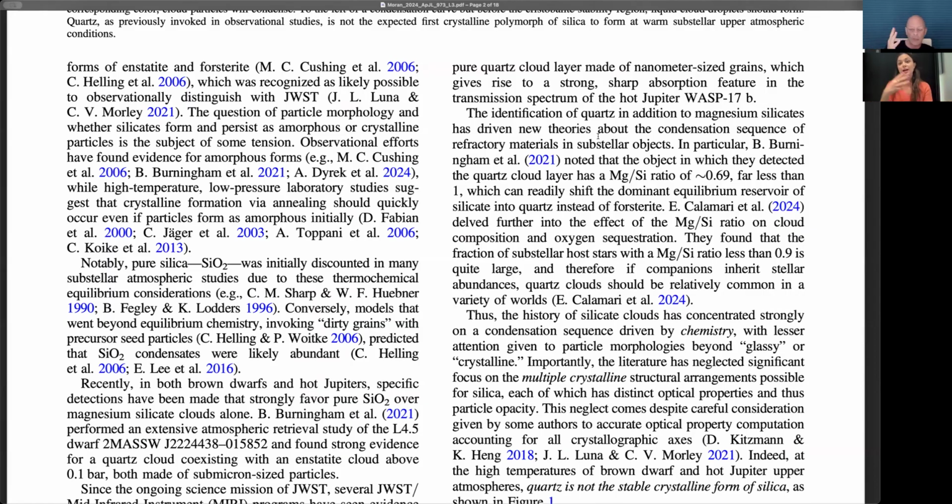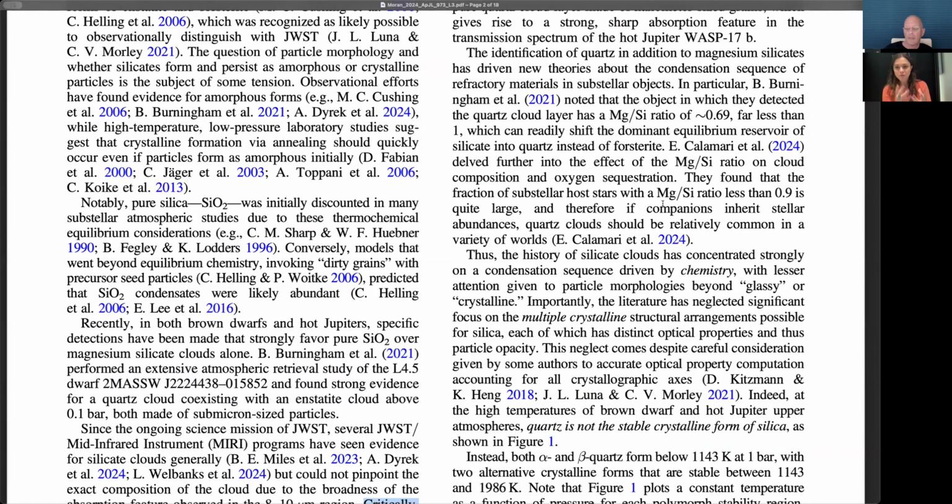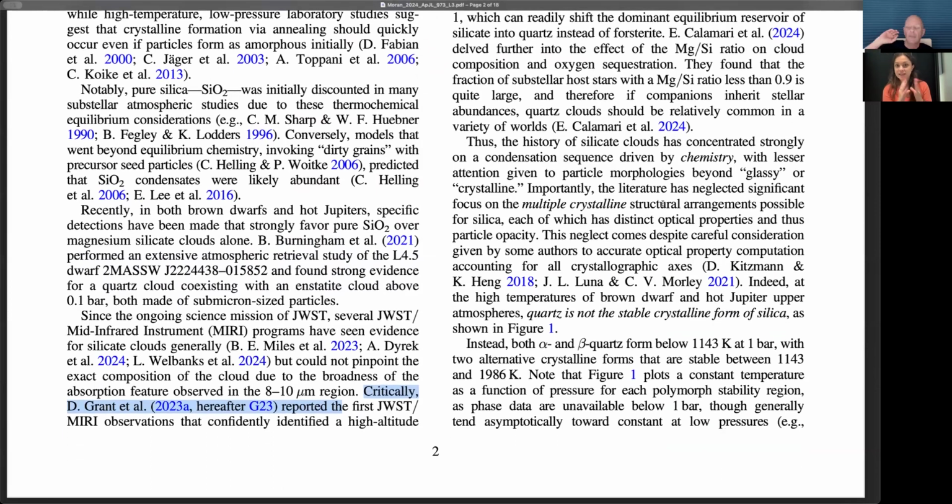And we have the amorphous versus crystalline. We have the different compositions that we're drawing from here. And so we have chemistry, we have morphology, but we can actually take it a step further and start thinking about crystallinity specifically, and the idea that there are different forms of crystals that form at different temperature pressure conditions.